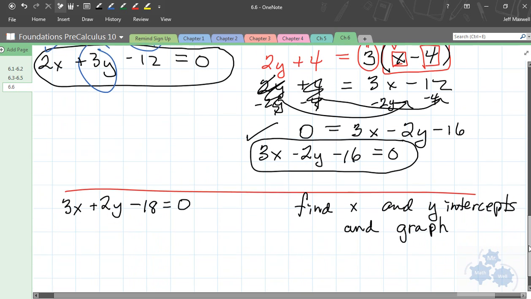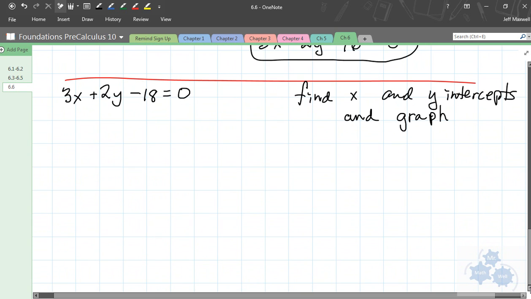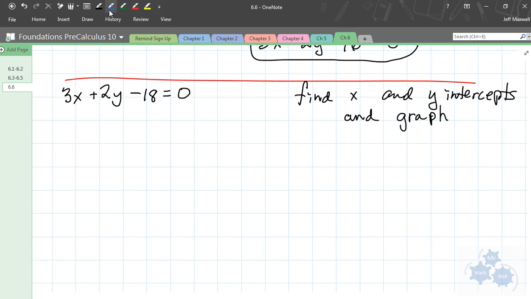All right. So this is the question we're dealing with here now, which says, here's the given linear equation in general form. Find x and y intercepts and graph the line. So we're going to finish off with this one. X and y intercepts.